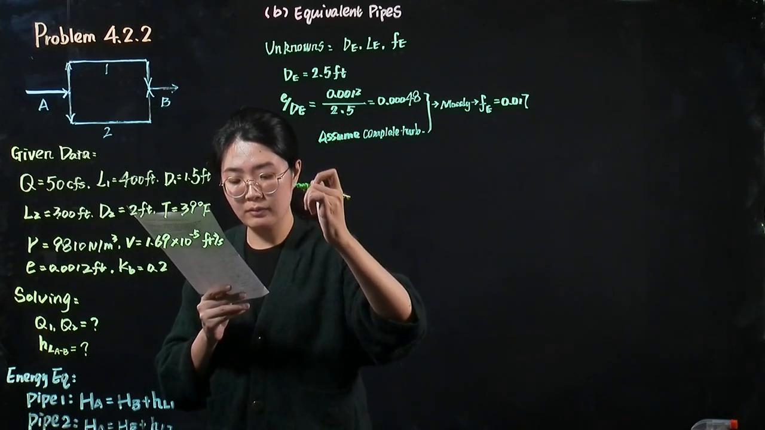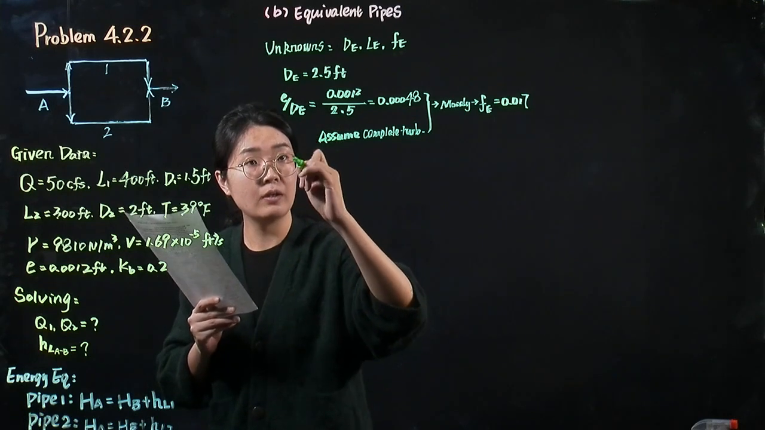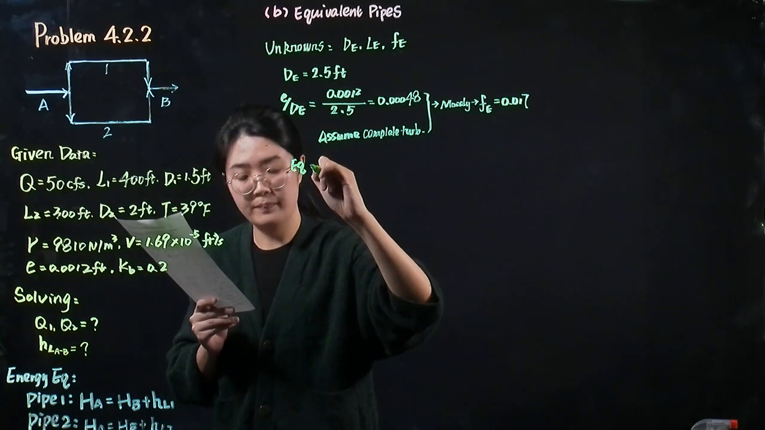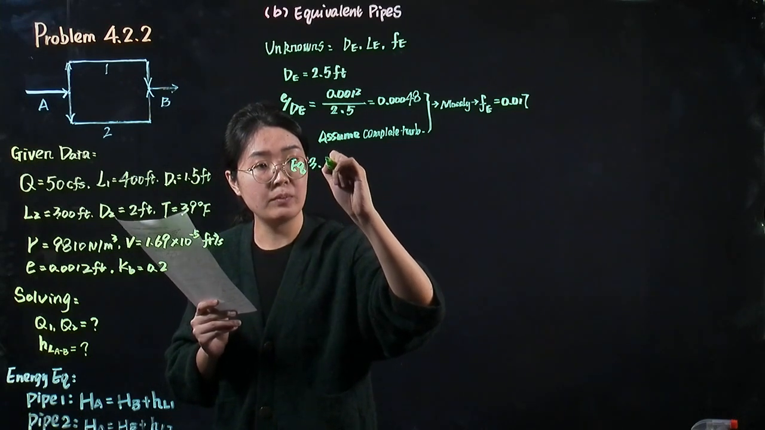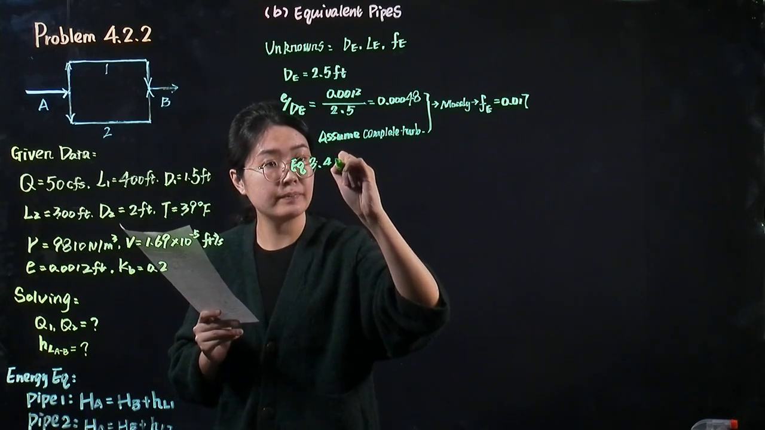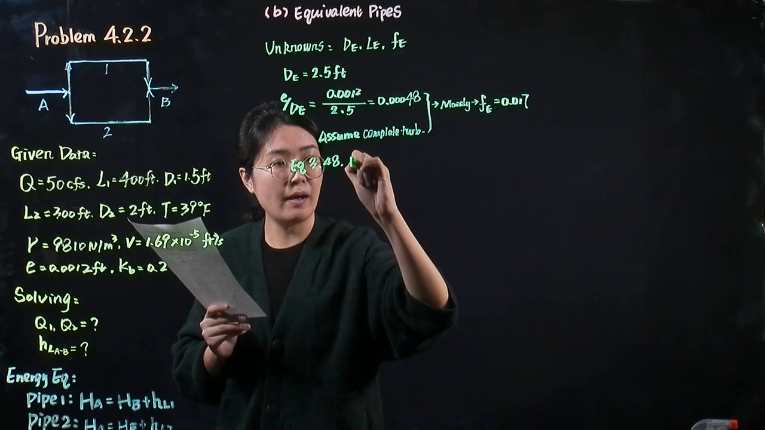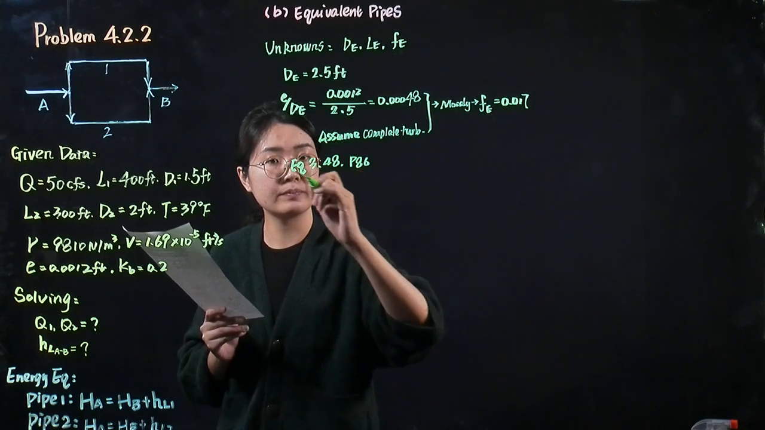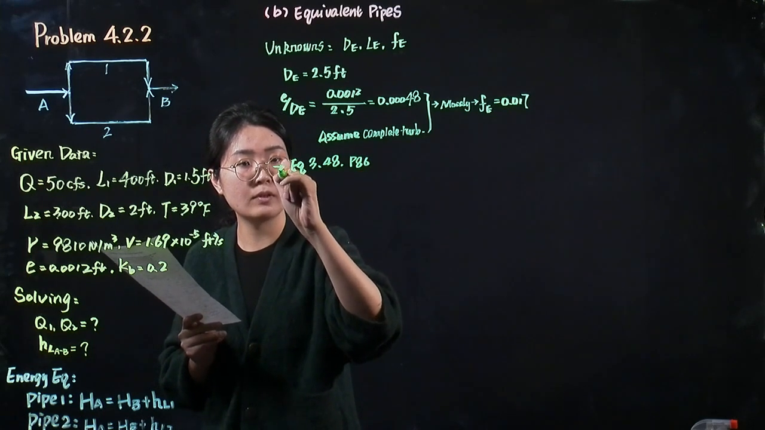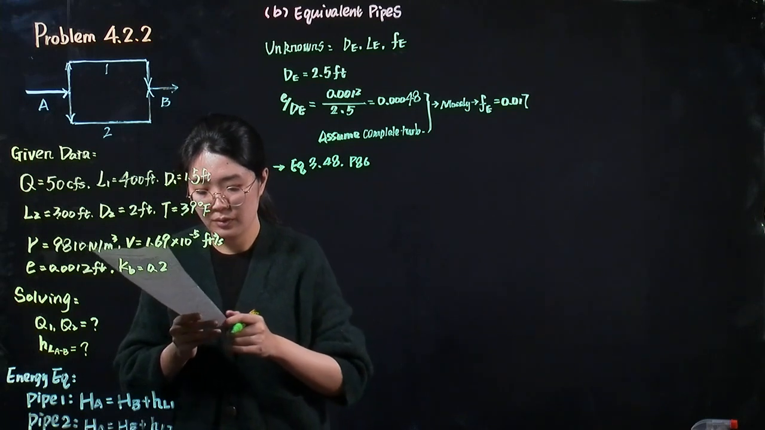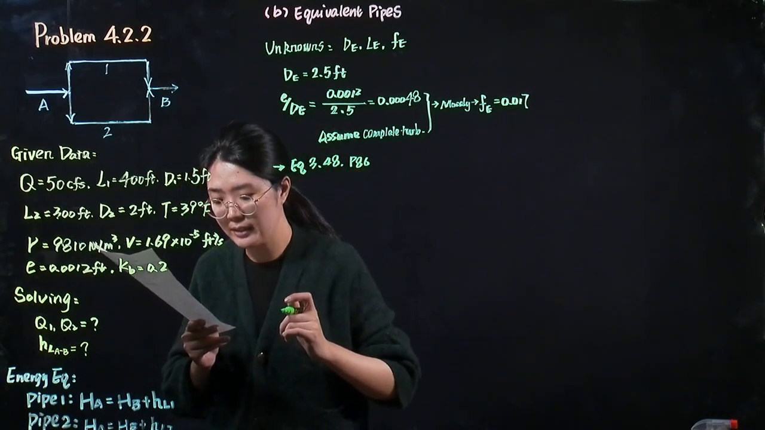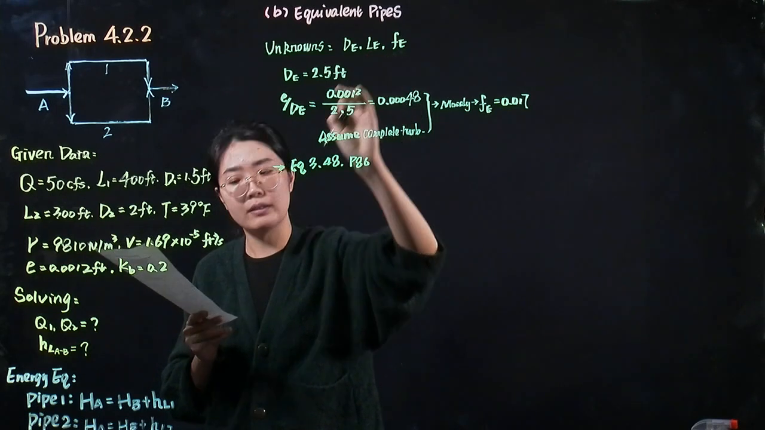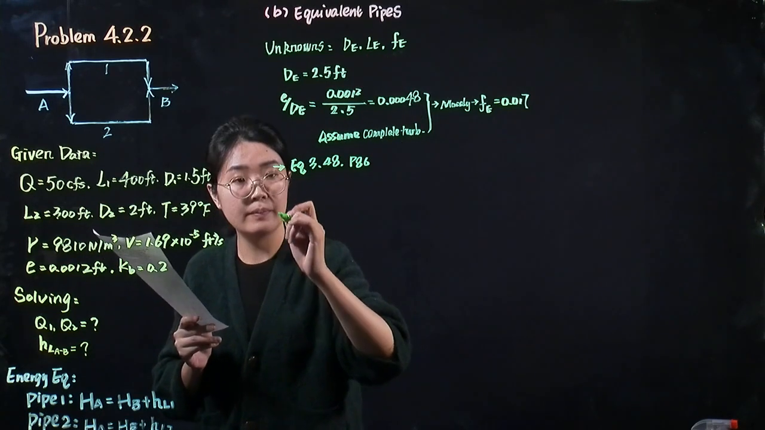And based on equation 3.48 on page 68, we need to calculate our third unknown, which is the equivalent length of the pipe.